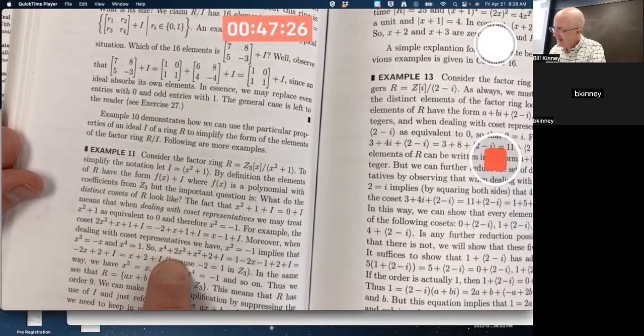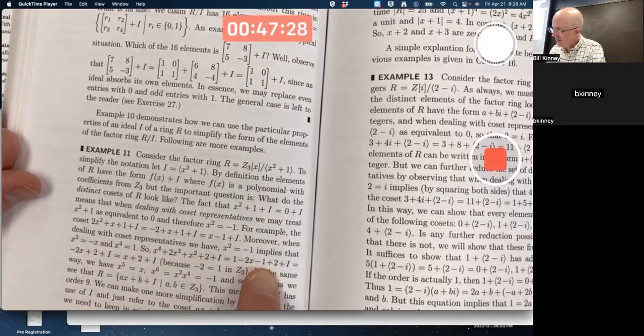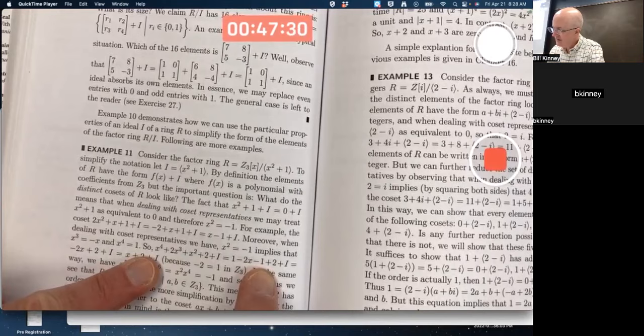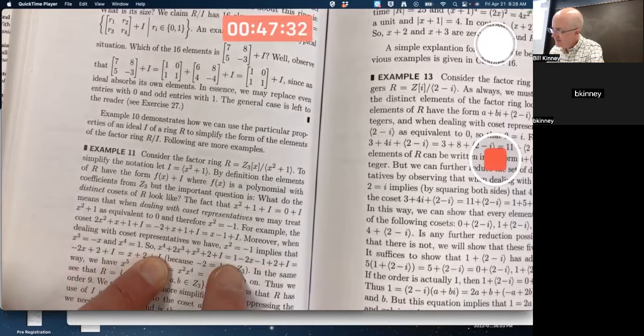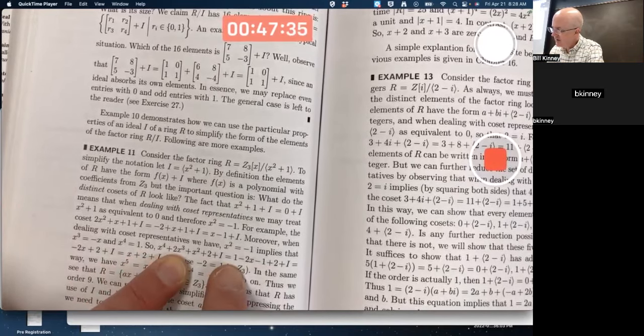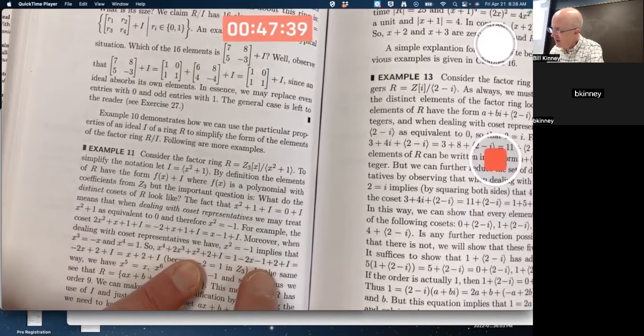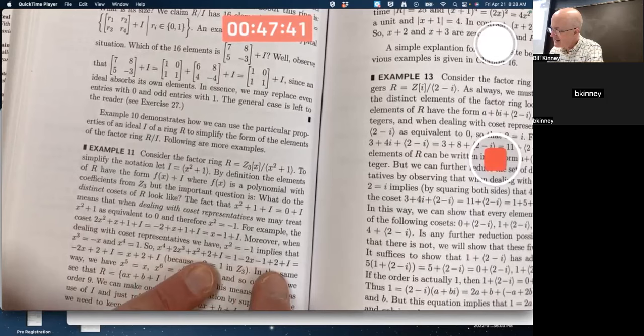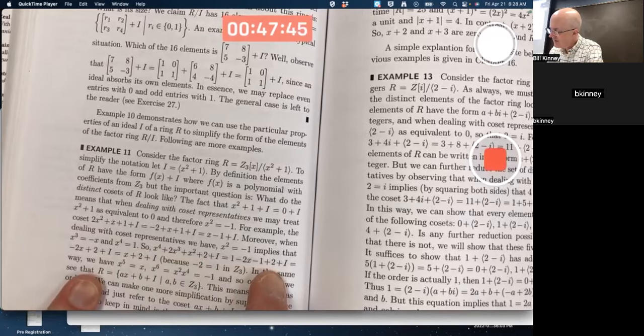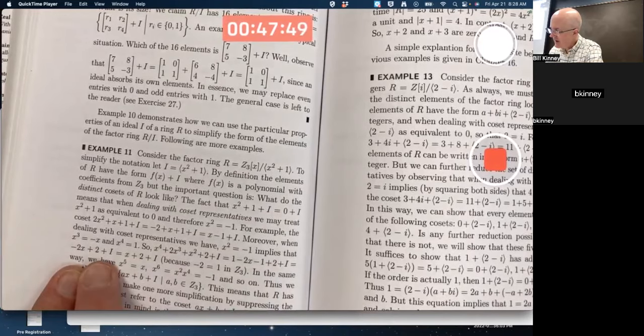So you could simplify this coset like that. Replace x to the 4th with 1. Replace x cubed with -x. Replace x squared with -1. Leave the 2 as is. Combine like terms. The 1's cancel. Left with -2x plus 2.